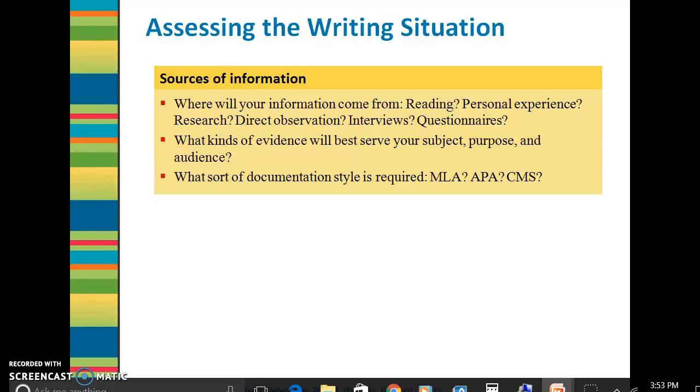Okay, and then what sort of documentation style is required? And in our class, MLA will be all that we'll focus on. In some composition classes, you may have some experience with APA, and then maybe just a look briefly at the differences in MLA and the two, Chicago style and APA. APA is generally used for education fields and for, let's say, the medical profession. Chicago style is typically for history majors.